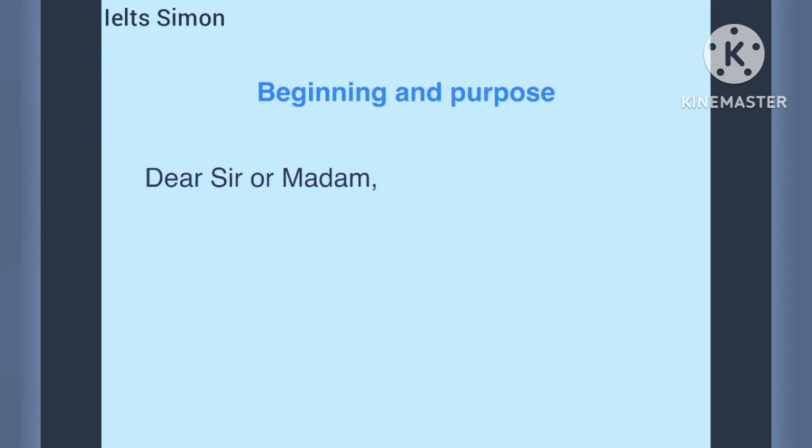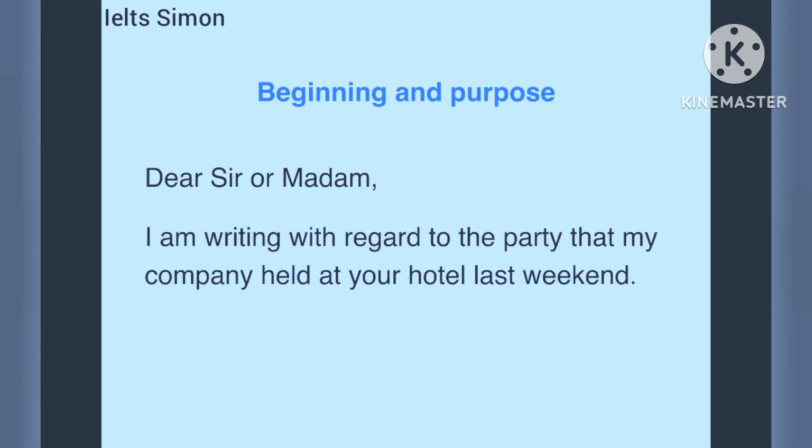Okay then, I've already said we should start with a beginning and a purpose sentence. The beginning is "Dear Sir" or "Madam," followed by a comma. Then we miss a line and write a 1-sentence paragraph about the purpose. I am writing with regard to the party that my company held at your hotel last weekend. I've used the verb held, which is a nice one to use with party. You can have a party, but you can also hold a party.